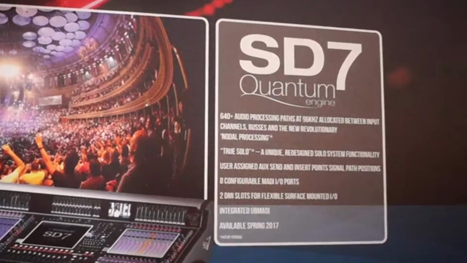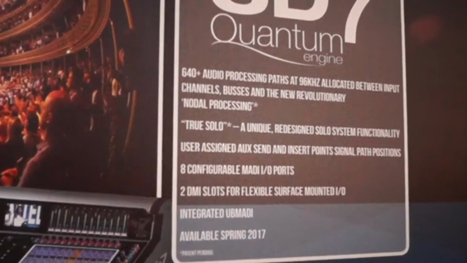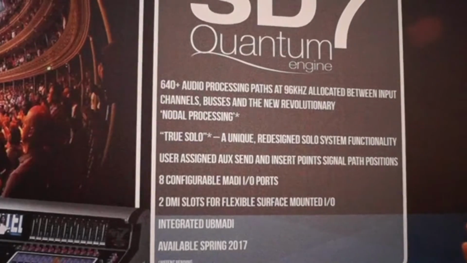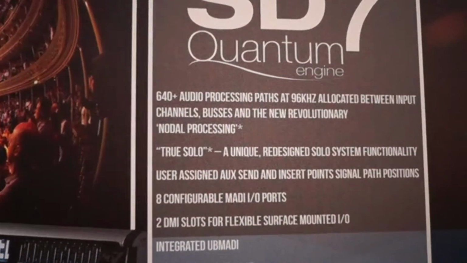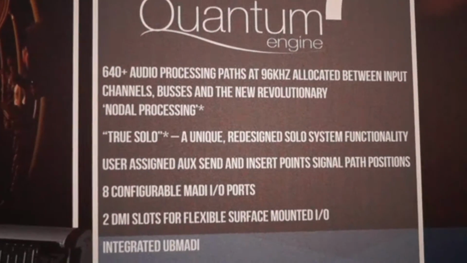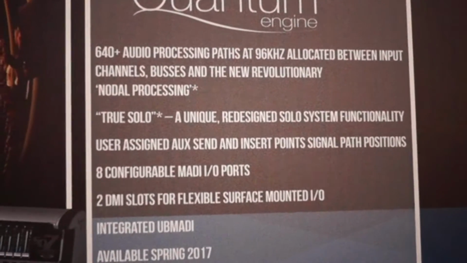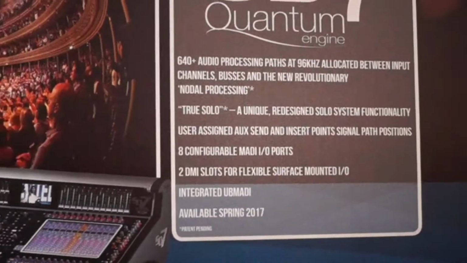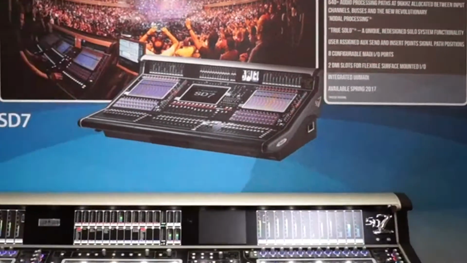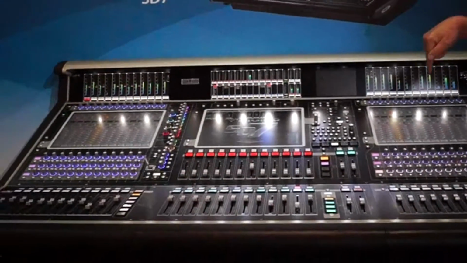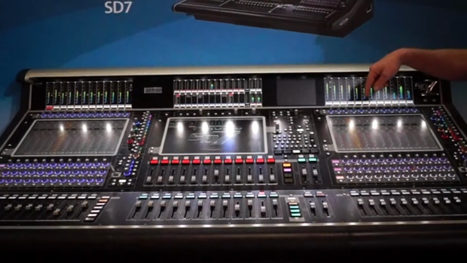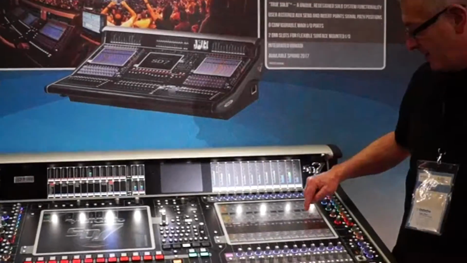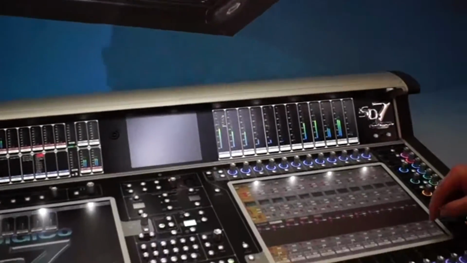This engine has got a great deal more processing than the existing SD7 engine, up to 640 or more audio processing channels, made up from 256 input channels, 128 buses, and an additional 256 sections of processing, which we are calling nodal processing, that is inserted into auxiliary sends. The auxiliary sends can be opened up and have processing added to them.